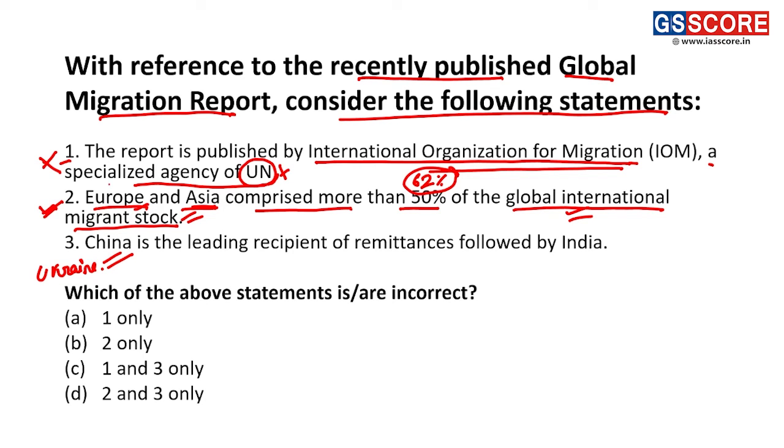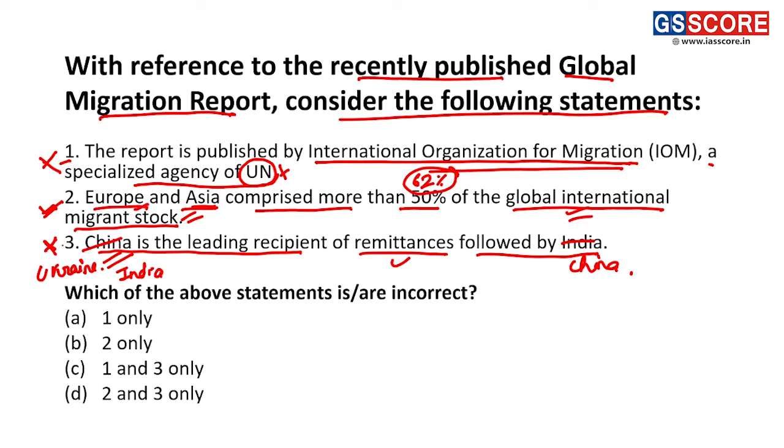Thus this statement is correct. Statement 3: China is the leading recipient of remittances followed by India. Basically, remittances are the earnings coming from foreign countries towards the origin countries of those people. This statement is incorrect because currently India is the leading recipient of remittances followed by China.